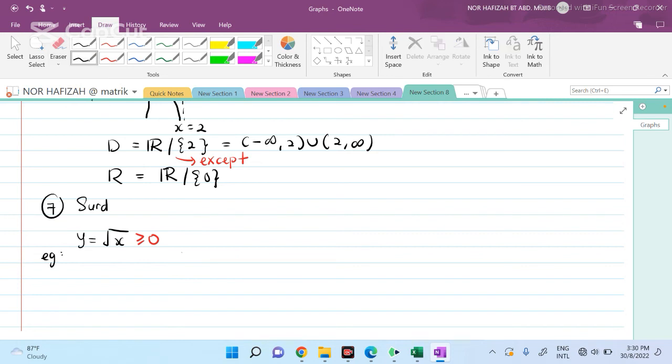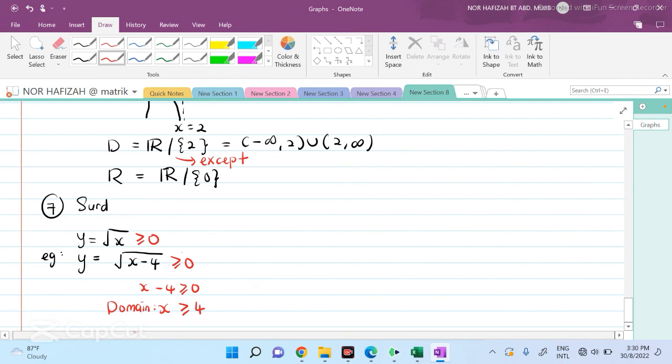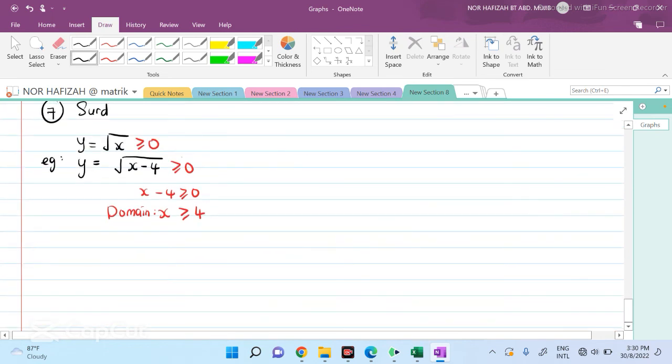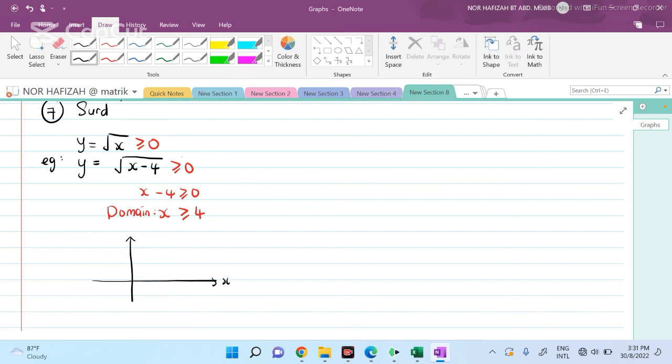Okay, let's say for example, we have y equals to surd of x minus 4. Okay, so this will be more than equal 0. X minus 4 more than equal 0, x more than equal 4. This is the domain. So when you sketch, to infinity. The shape of the graph is like, what you call it?